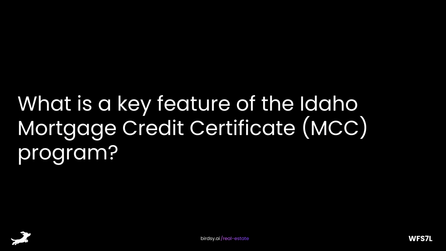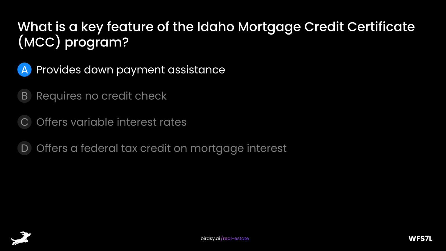What is a key feature of the Idaho Mortgage Credit Certificate Program? Is it A. Provides down payment assistance? B. Requires no credit check? C. Offers variable interest rates? Or D. Offers a federal tax credit on mortgage interest? The answer is D. Offers a federal tax credit on mortgage interest.